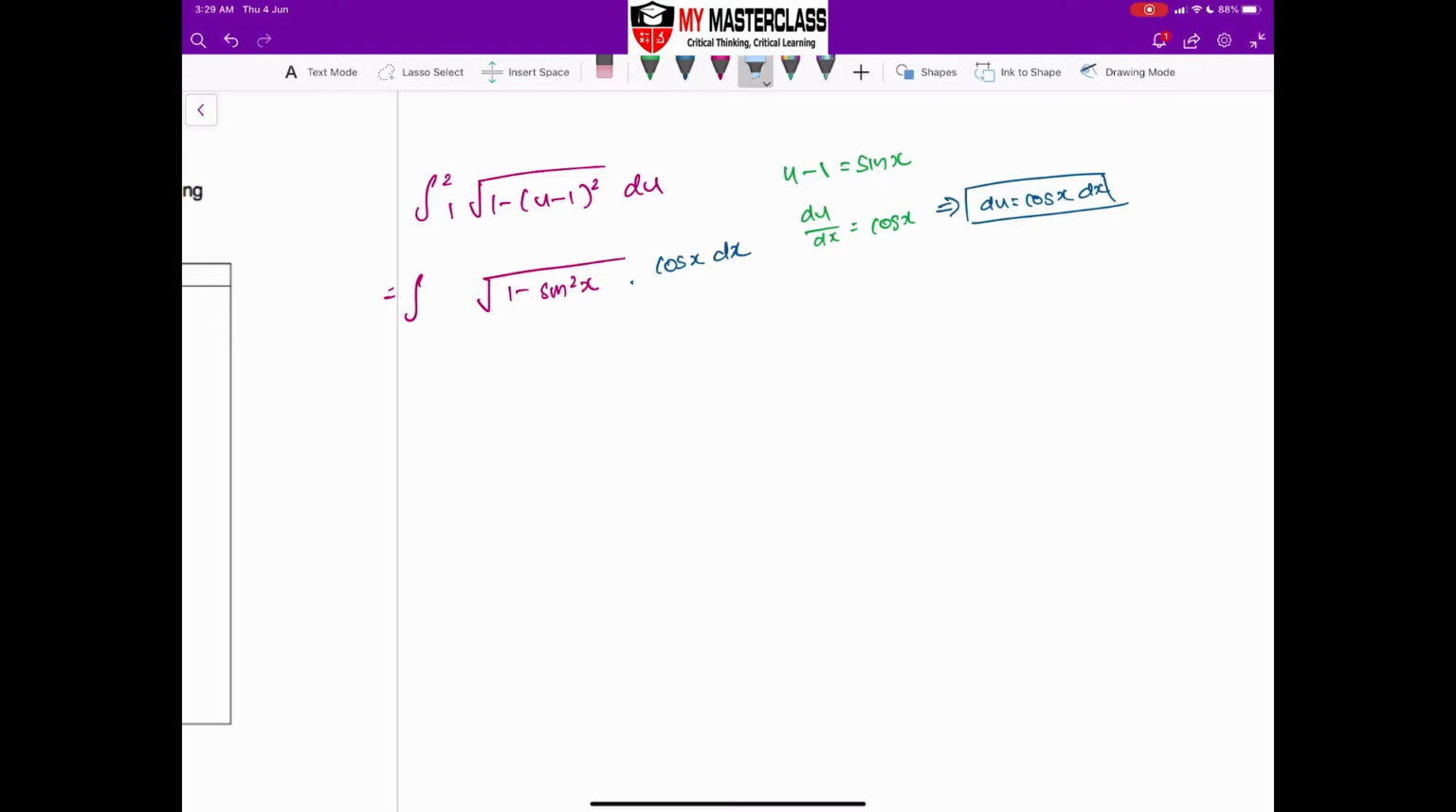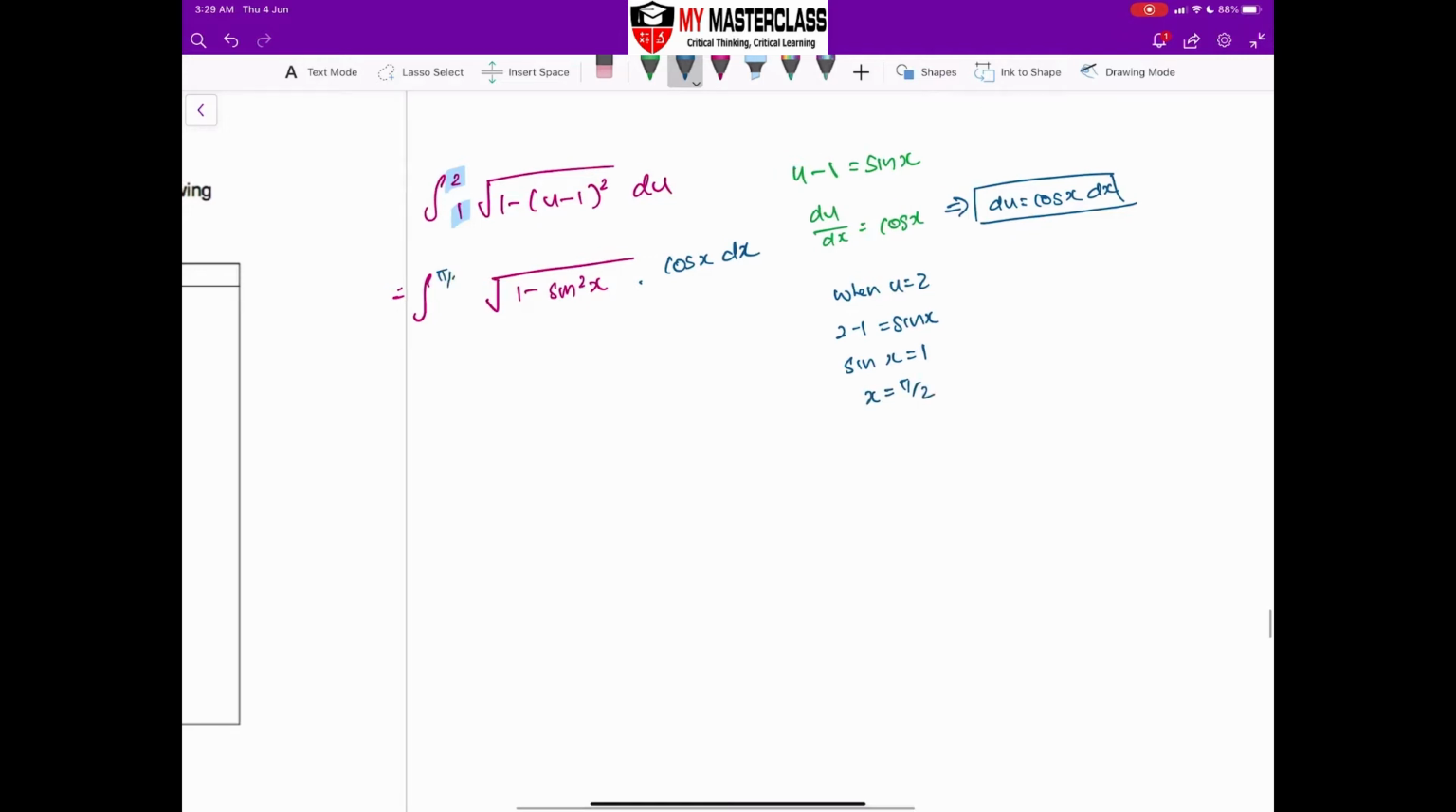Lastly, the 2 and the 1 here are actually in terms of u, so you have to change them to be in terms of x. How do I change it? Very simple. When u is equal to 2, 2 minus 1 equals sine x, so sine x equals 1, and x is equal to pi over 2. Sine inverse 1 is pi over 2. So I'm going to change this quickly to pi over 2.